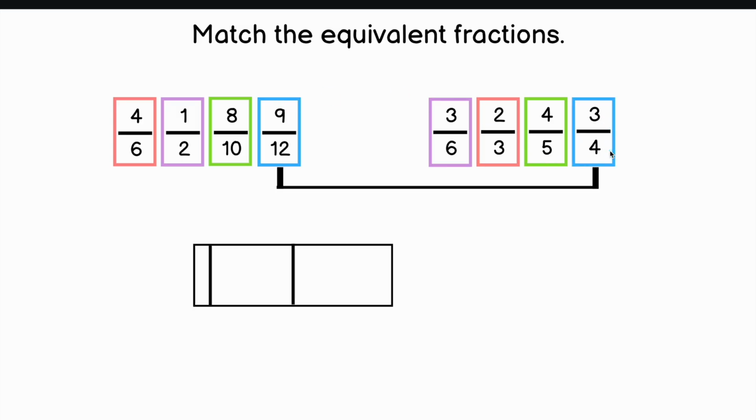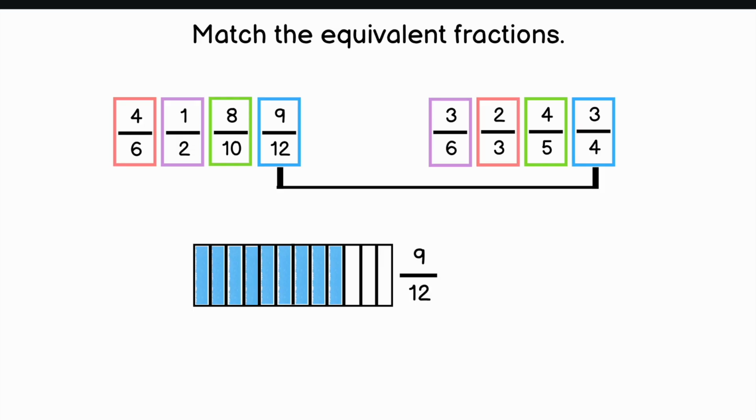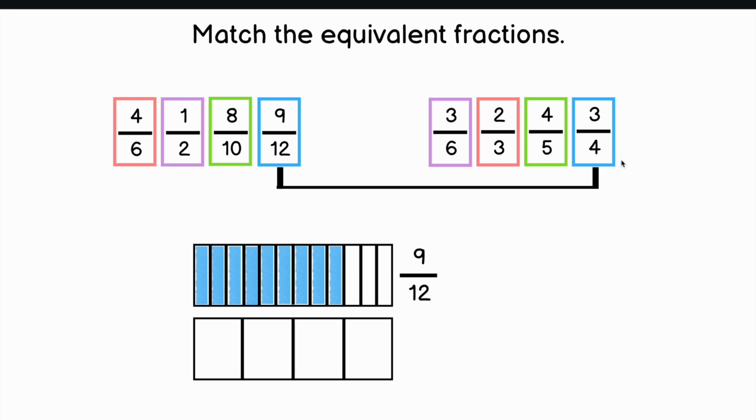Let's make 12 equal parts. And let's shade in 9. 9/12. Now let's create a model of 3/4. We need 4 equal parts, and we need to shade in 3. We notice that 3/4 and 9/12 have the same value. They represent the same amount. Let's write 9/12 is equivalent to 3/4.